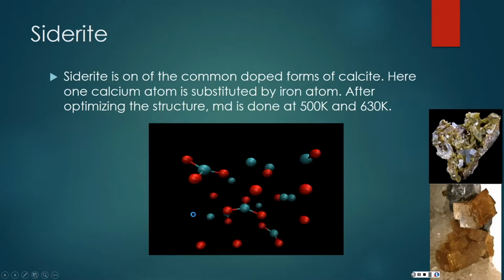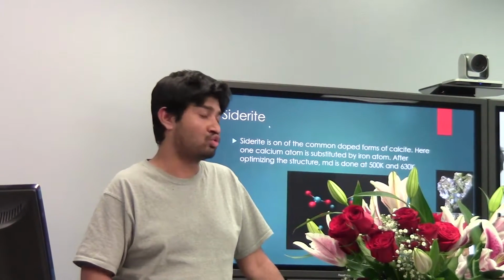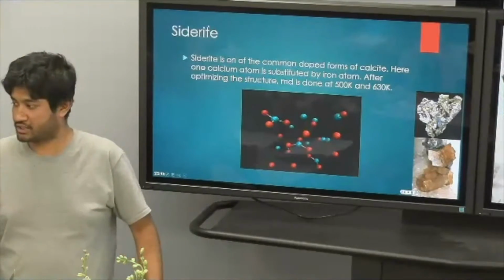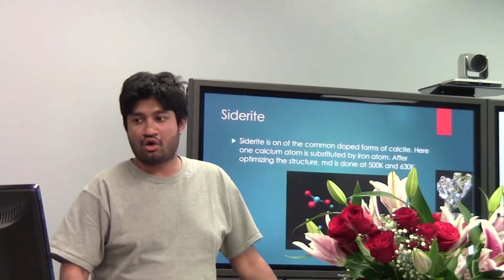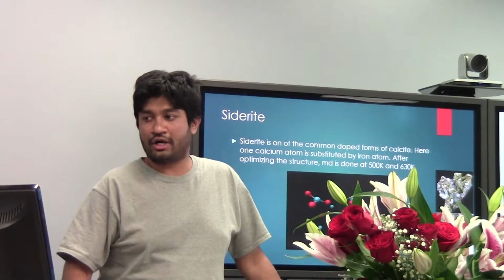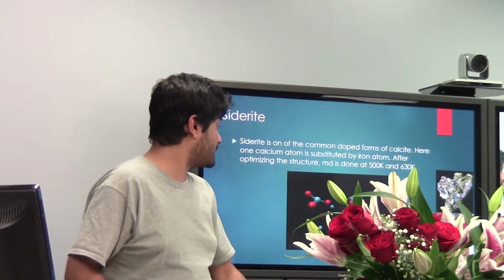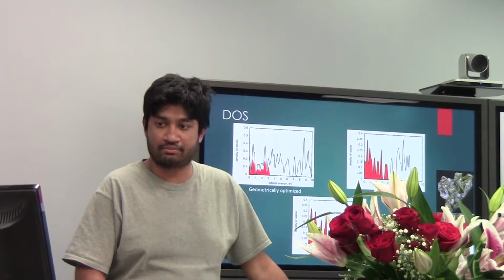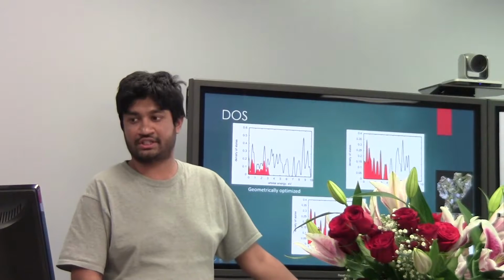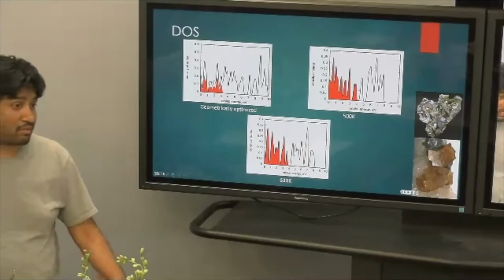After that we are inquiring about the different properties of different doped calcite. One is siderite. It is one of the most common doped forms of calcite, where one calcium ion is replaced by one iron ion. This is our optimized structure. And then we also study the DOS diagrams. Here is the geometrically optimized DOS of our structure, and this is the DOS diagram of the thermally optimized structure.